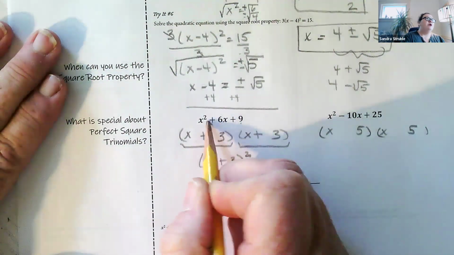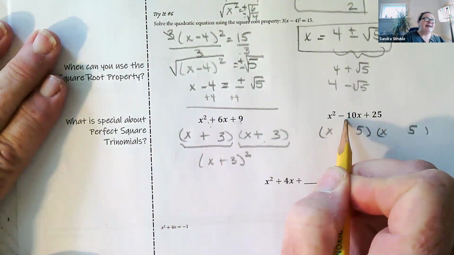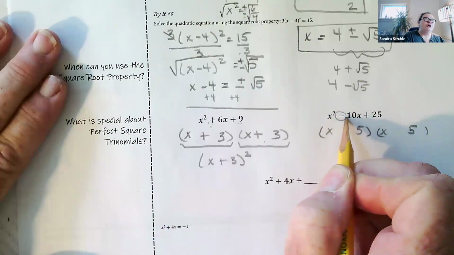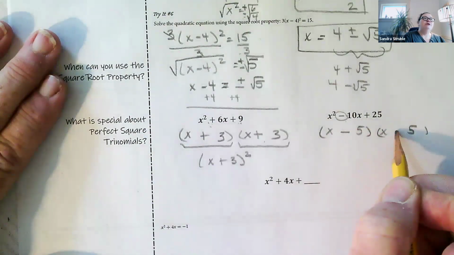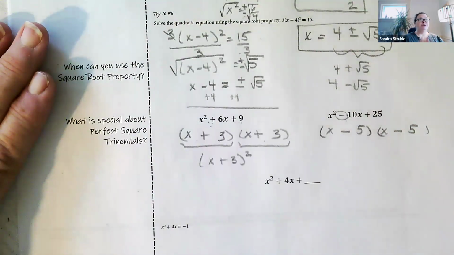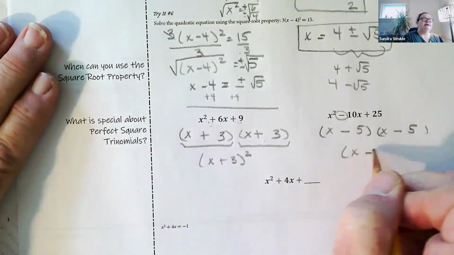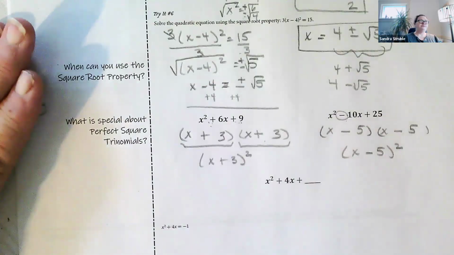This one was all positive. In this one, if the only negative is with the middle term, that means both terms are negative. You can check your OI, your outer times your inner. Your outer is negative 5x and your inner is negative 5x, and they're going to add up to negative 10x. So this is the same thing as x minus 5 squared.